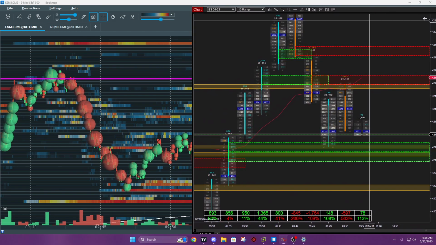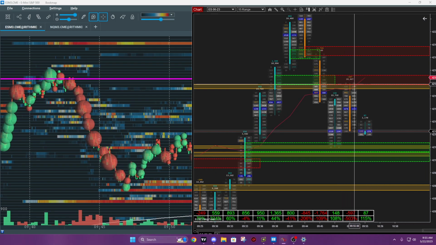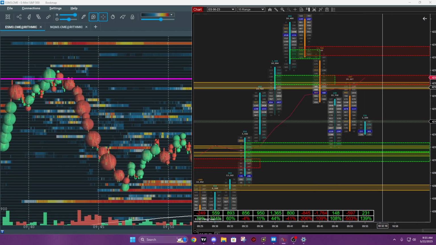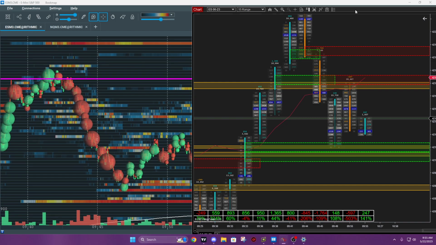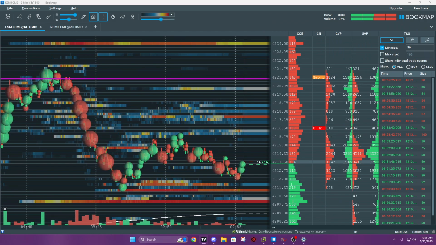Again, price and delta is still correlated nice. We have absorption up here. Have absorption down here. Definitely starting to form a range. So be aware of that. We did reject that fair value gap for a few points there.